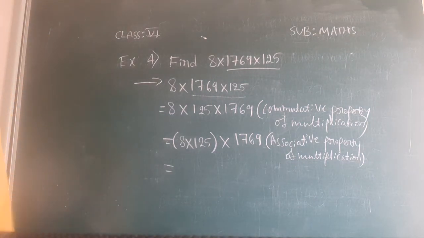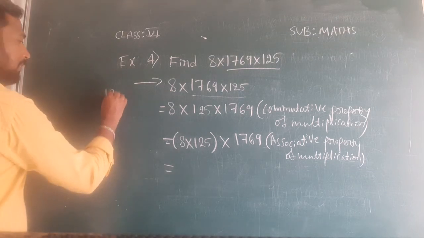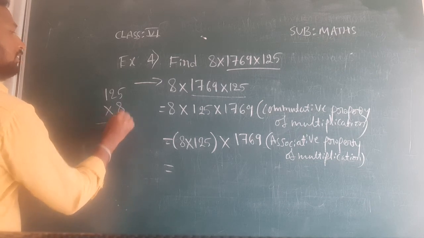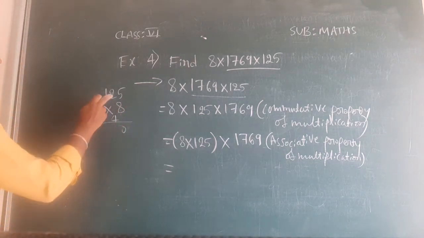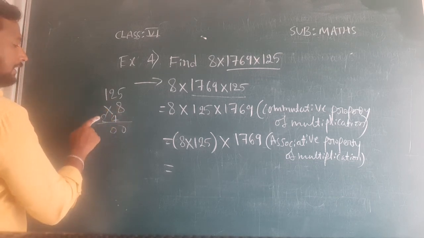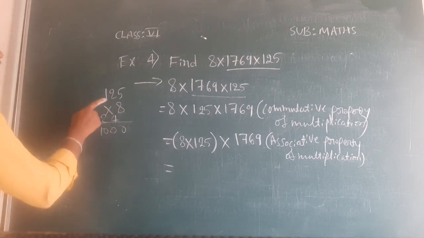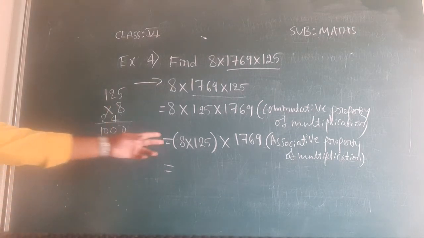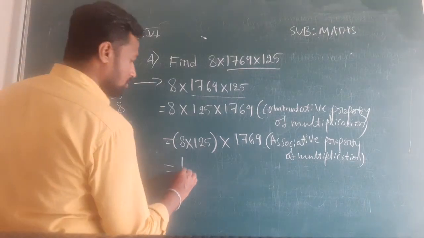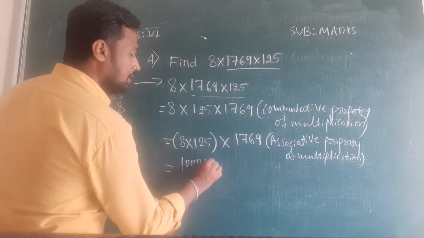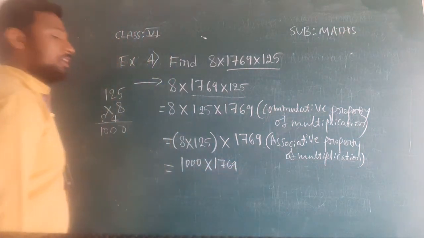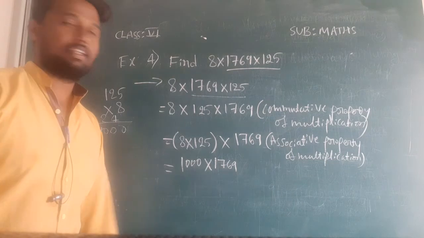You can cross verify this. Multiply this 125 with 8. 8 5s are 40, 8 2s are 16, 16 plus 4 is 20, 8 1s are 8 plus 2 means 10. So 125 into 8, easily you can multiply here, so what will we get? 1000 as the answer. So here I will write 1000 into 1769. Now we can multiply these numbers very easily.